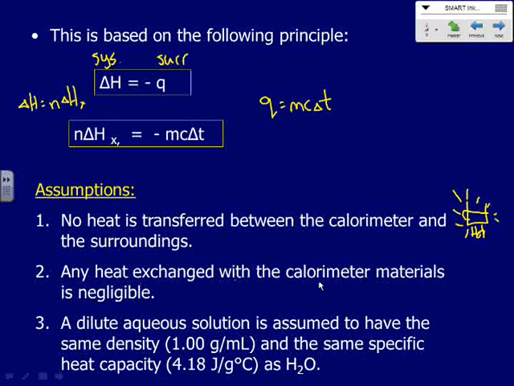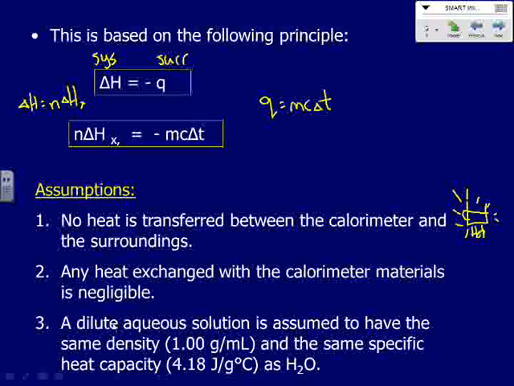Any heat exchanged with the calorimeter and the material is negligible. So again, this is kind of a restatement of number 2. It means we're assuming that our calorimeters are pretty good at holding in the heat. And the last assumption that we need to make has to do with the mass of the surroundings. The surroundings for our experiments are normally going to be water. We're going to have the heat transferred into that water.